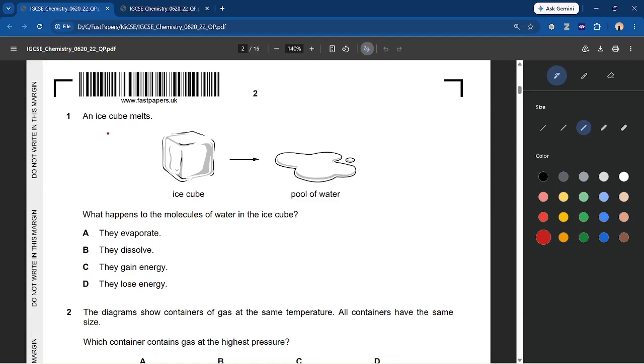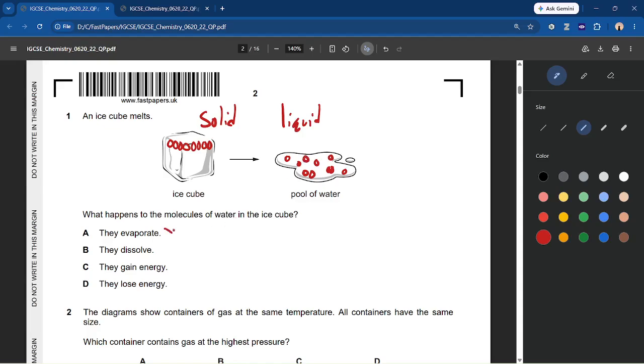Question 1. An ice cube melts, so it goes from a solid to a liquid. What happens to the molecules of water in the ice cube? The molecules in the ice cube are packed tightly together in the solid, and in the pool of water, they're all now farther away from each other. So this is simple, nothing too complicated.